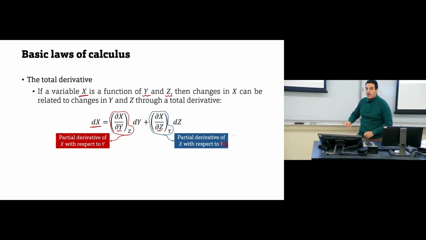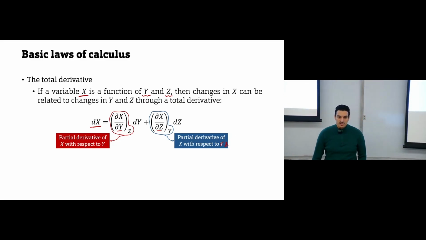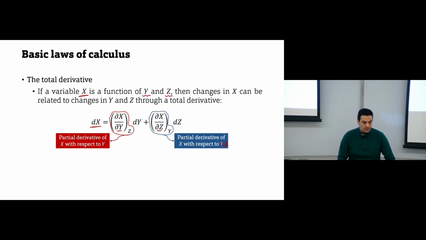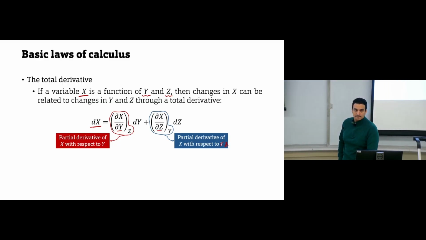So this one tells you how the value of x will change if we have changes in z while y is constant. If you can calculate these two partial derivatives and sum them together, then you can find the total change that you have in the x value. Okay. This can be applied to any other property.